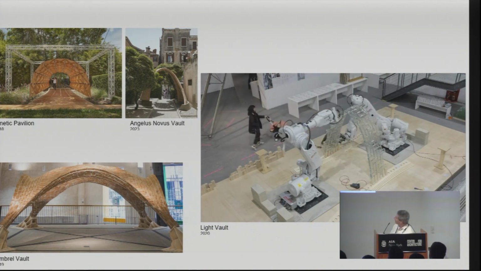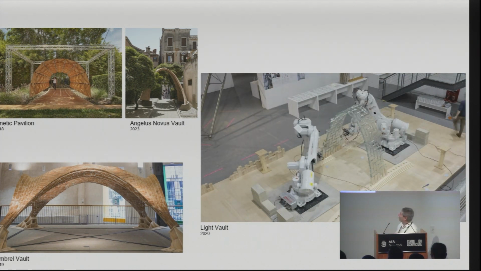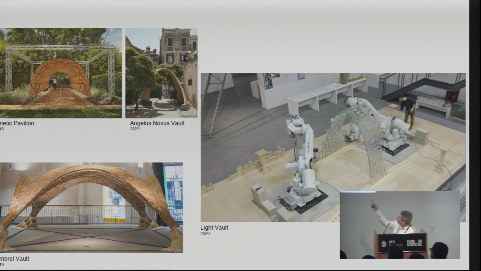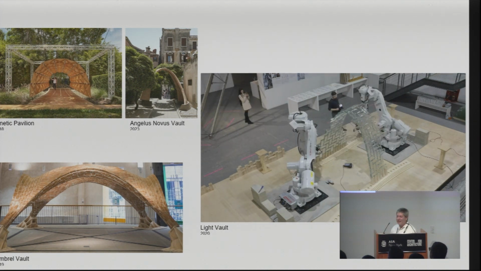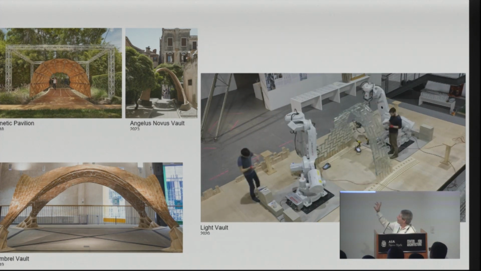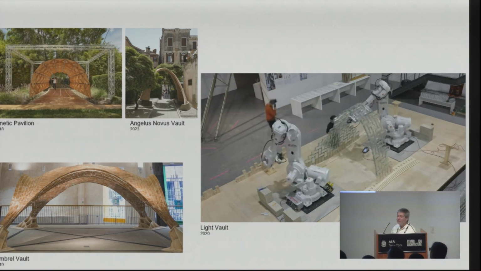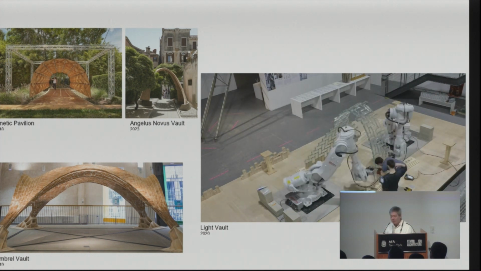So a few interesting things about it. It's a doubly curved vault made out of glass, right? So the geometry of the vault allows the system to stand up, and it's created precisely using two robots that work in coordination with each other.